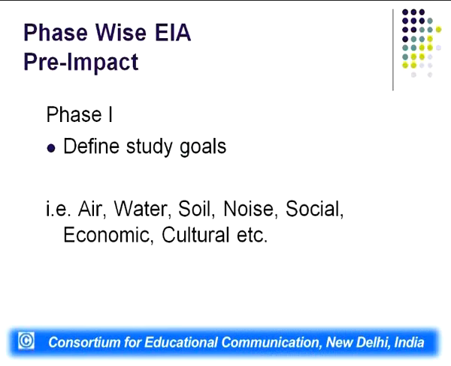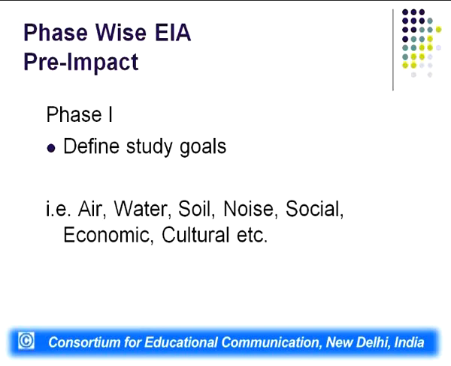Now, how the EIA can be done, or how the EIA can be documented or made. So, in this particular study, I have divided it into different phases. One is pre-impact. Pre-impact contains many phases. So, we will start with the pre-impact phase 1. So, in pre-impact phase 1, what do we do? We actually define our goal.